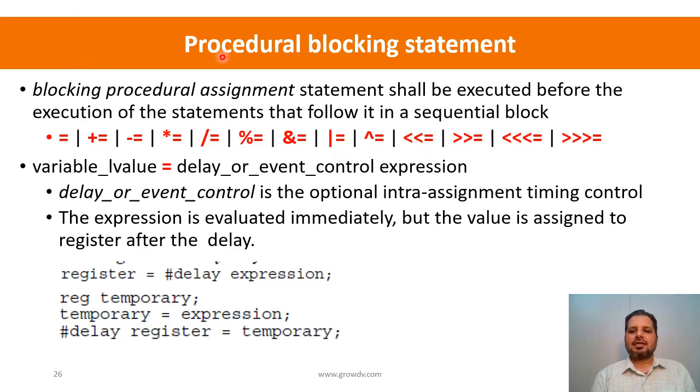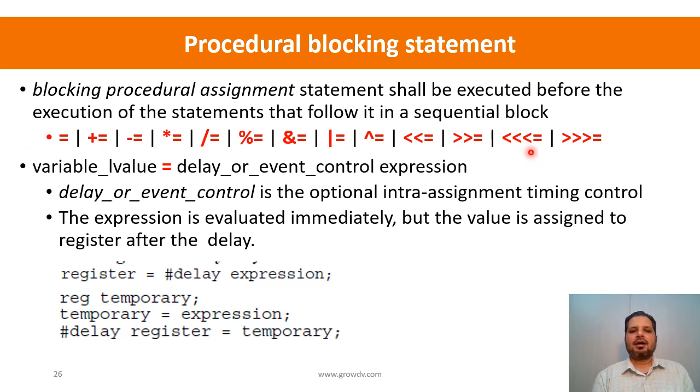So we have seen that the procedural assignment statements are of three types, right? We have blocking, non-blocking, and continuous assignment executing in the procedural context. So let's look at the procedural blocking statement. Blocking procedural assignment statement, the basic idea is it should execute before the execution of the statement that follows it in the sequential block.